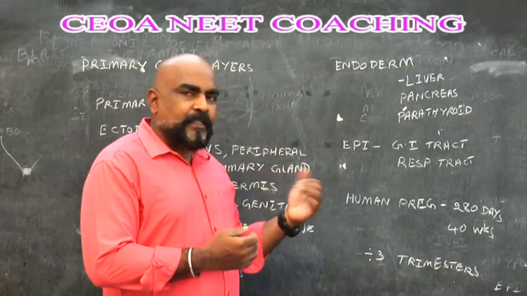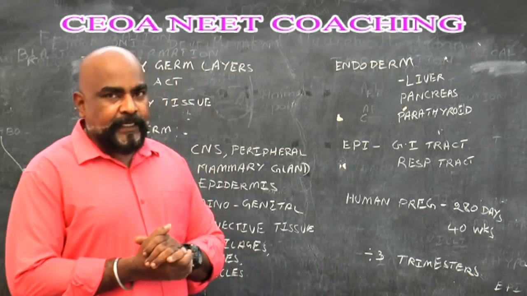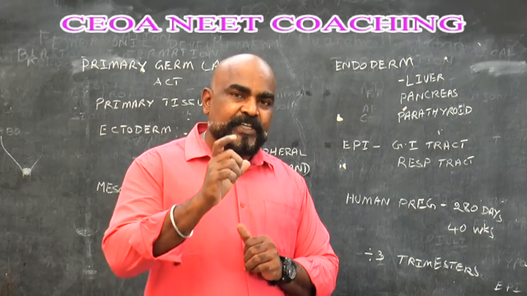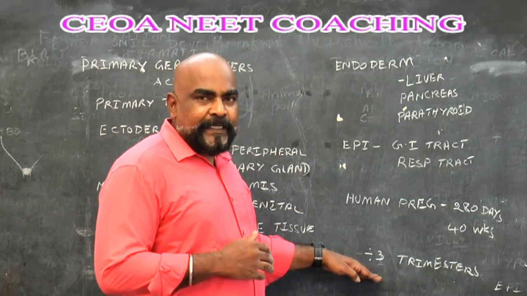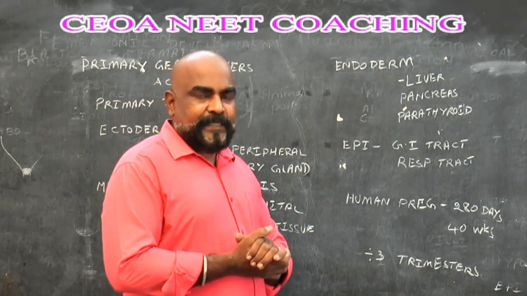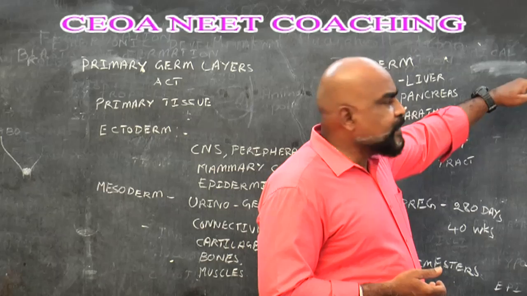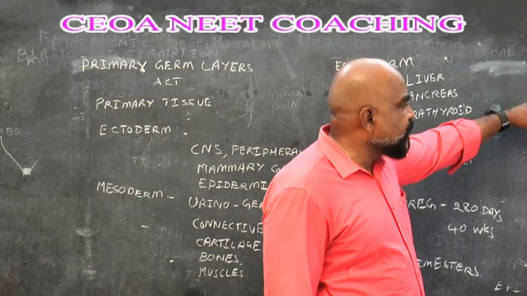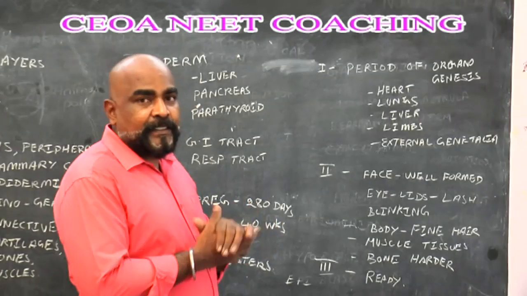Now let us see about human pregnancy. The human pregnancy lasts for 280 days or 40 weeks. This period is called the gestation period. For better understanding, it is divided into 3 trimesters. In the first trimester, it is a major period for organogenesis. Most important organs like the heart, lungs, liver, limbs, and the external genitalia arise in the first trimester.